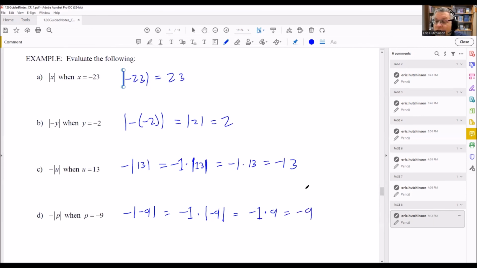So be really careful with these because even though it may look like you can just cancel the negatives out and make it positive, that's not the case here because these are absolute values, not parentheses. And so that's why it works the way it does there. So that's why we get negative 9 as the answer.